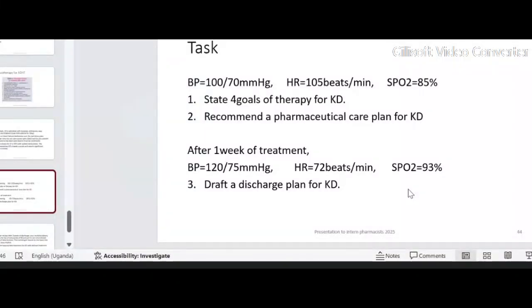Now, my big question will be how are we going to increase this patient's blood pressure? Now, that is a pharmaceutical care plan. How do we expect to increase this patient's blood pressure?